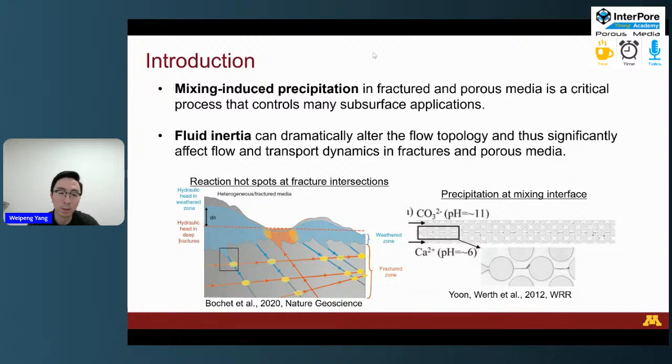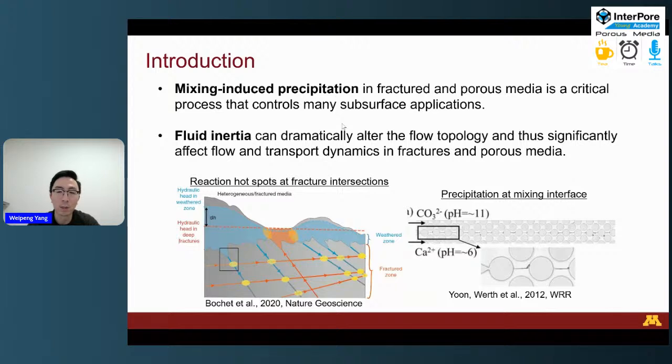And subsurface formations are mostly highly fractured. The fractures are high-way for fluid flow, and fracture intersections are the reaction hotspots. The typical flow rate in the fracture can be high enough to induce inertial flow, which can dramatically alter the flow topology and change the flow and transport dynamics.